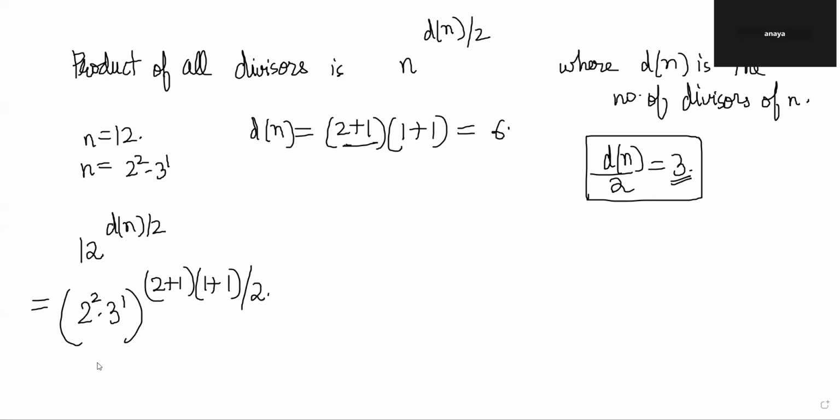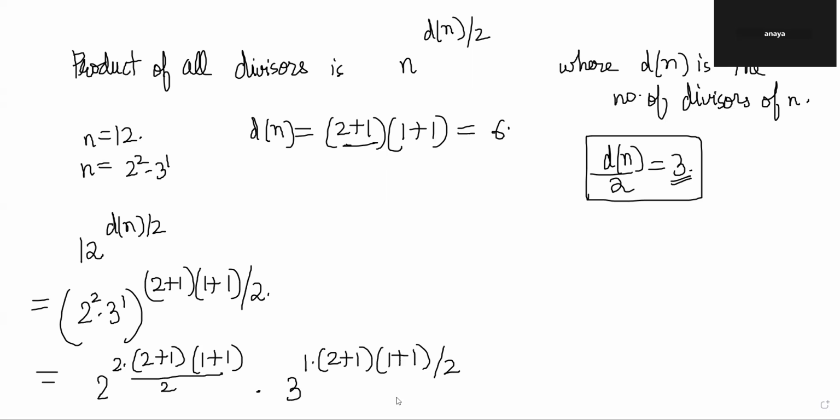Now we'll separate it out and say 2 power 2 into 2 plus 1 into 1 plus 1 by 2, right? And 3 power 1 into 2 plus 1 into 1 plus 1 by 2, correct? We are not going to calculate it. Our point is to show that it's a product of the divisors of 12, right?